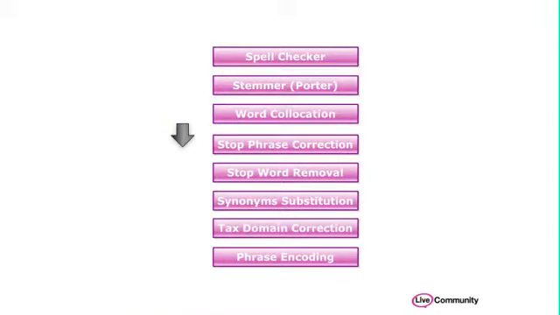We spell check it, we stem it, we do some word collocation, which is like phrase analysis. We do some stop word and phrase correction and removal. We do some synonym substitution. Tax domain correction is all the permutations of a form field that you may encounter. And phrase encoding is identification of some common phrases. And also, this assists in preserving a Boolean operator if you submit one.